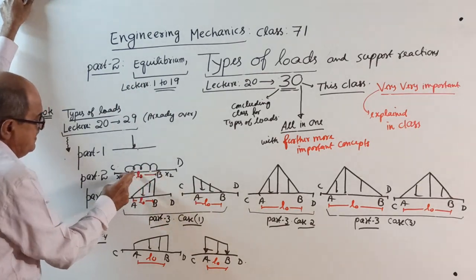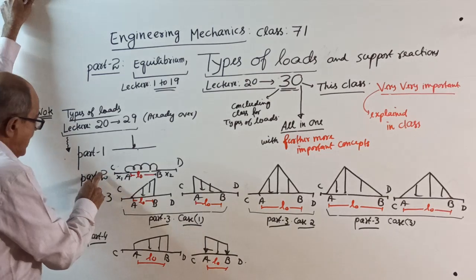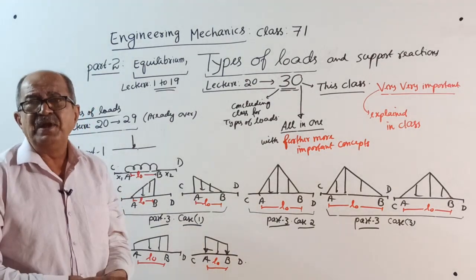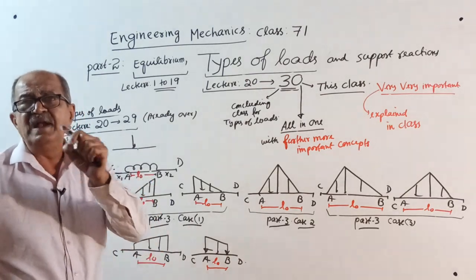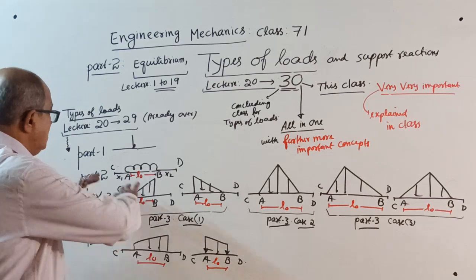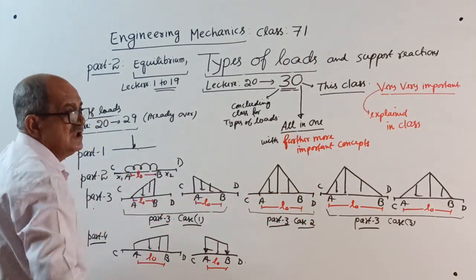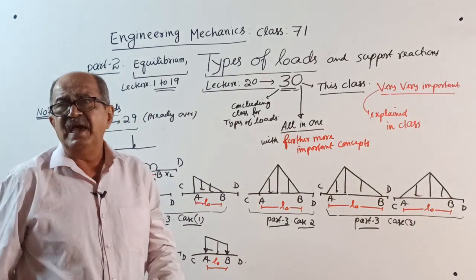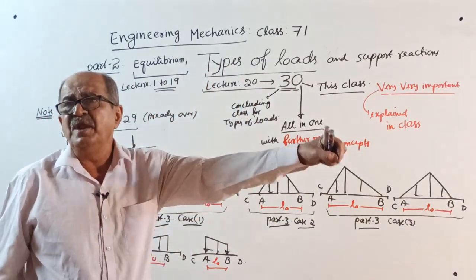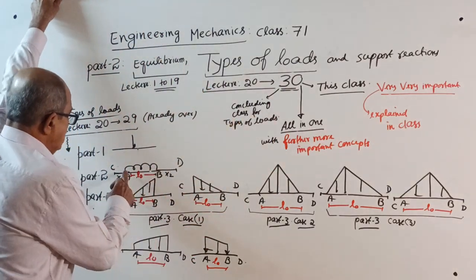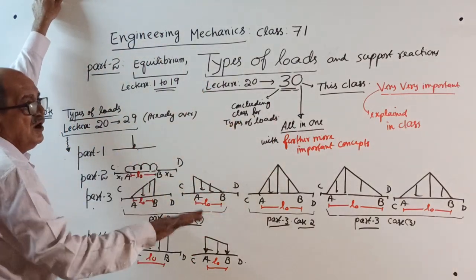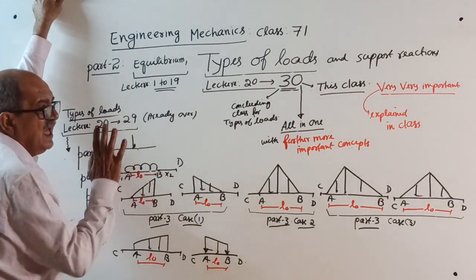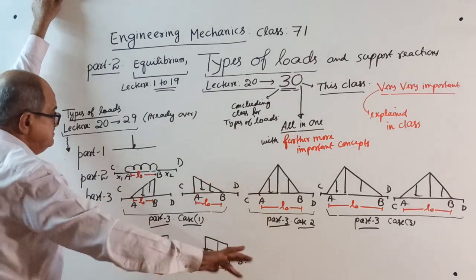The loaded length is L0. Part 2, part 3, part 4 are all for distributed load, where there is a loaded length called L0. In all these cases, loaded length means the distance from where the load starts to where the loading ends. For uniformity, I maintained the left side as A and the right side as B for the loaded length everywhere.